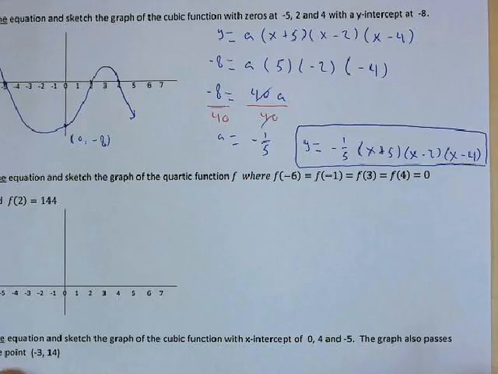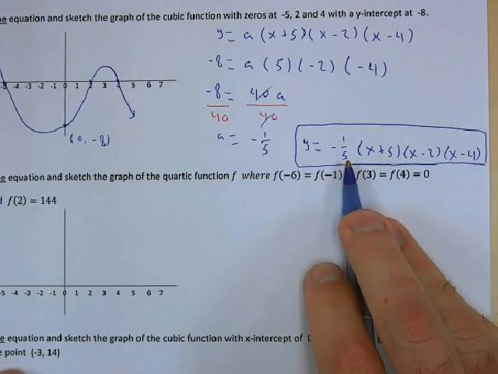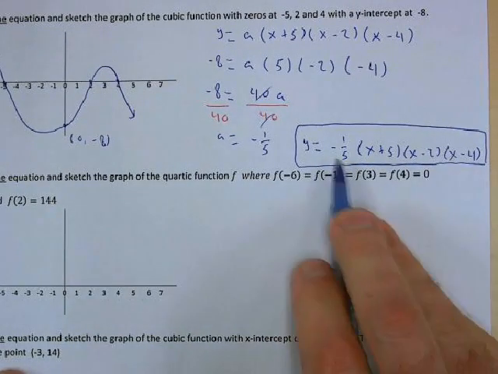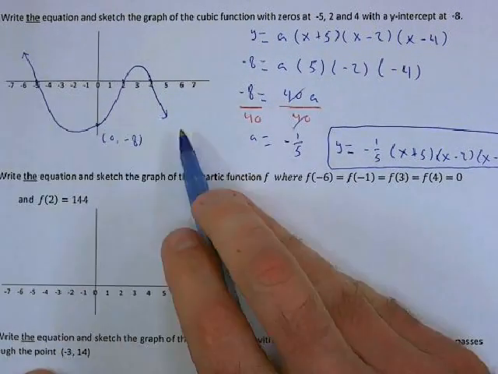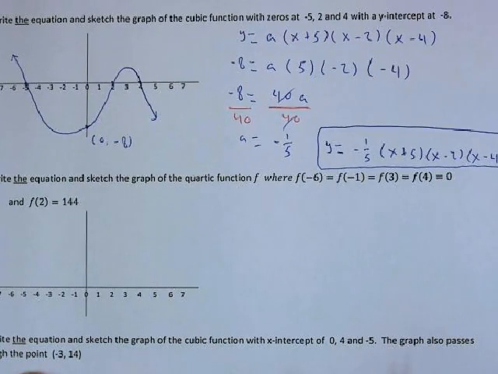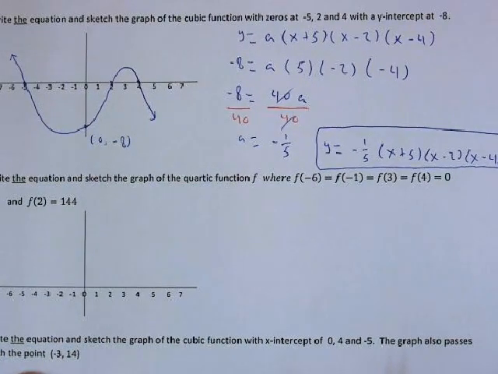Okay, and then just always check. We got an a value of -1/5. So let's see, this is a cubic function with a negative leading coefficient, so that should be high to low. Is it high to low? Yeah, looks good. So nice quick little check there. All right, so that is number 2.